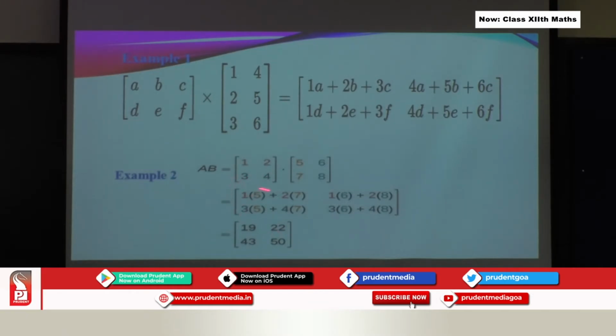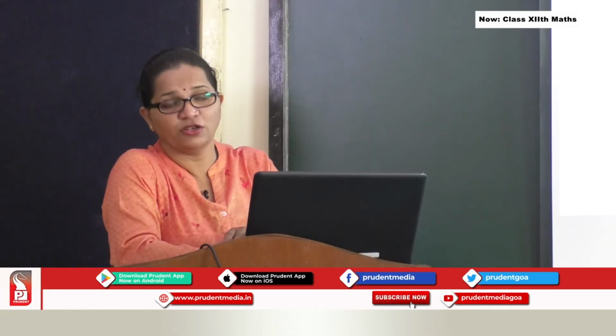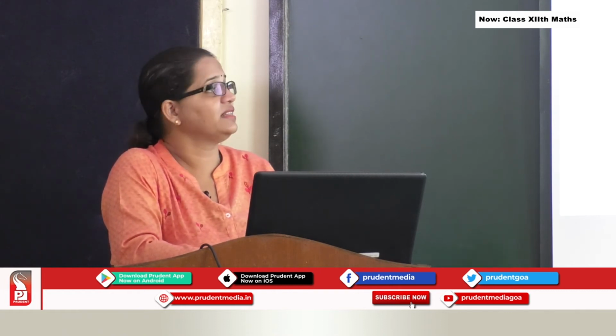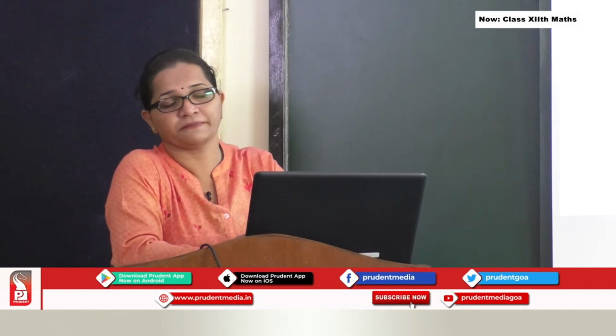Same way I am talking about second row, first column. So 3 5s are 15, plus I am getting over here 4 into 7. When I add these two, I am getting 43. Same way over here, again second row, second column, so 3 into 6, plus 4 into 8. When I add these two answers, I am getting 50. So this is how, if you have more and more practice, you can make these calculations very quickly.